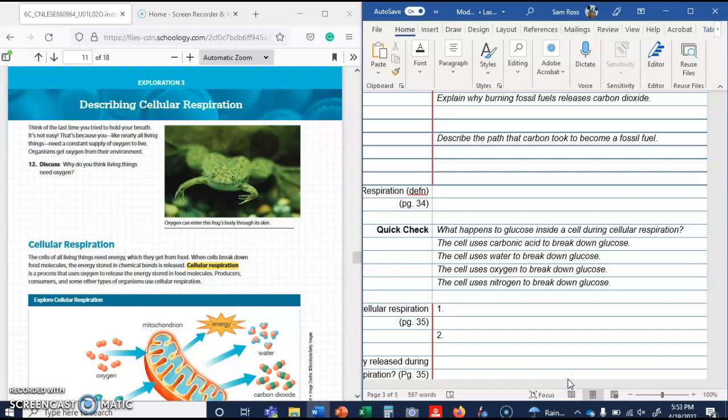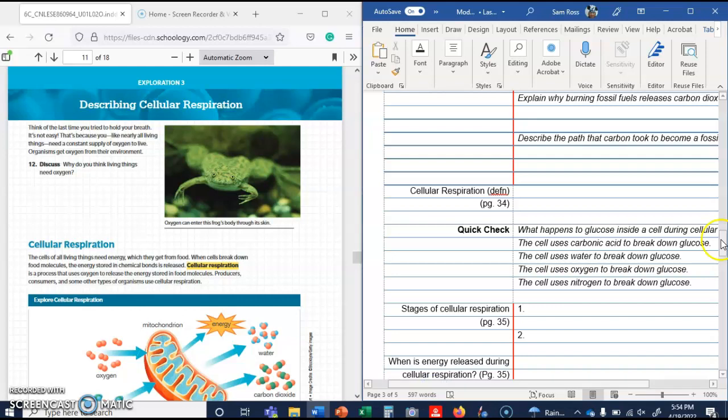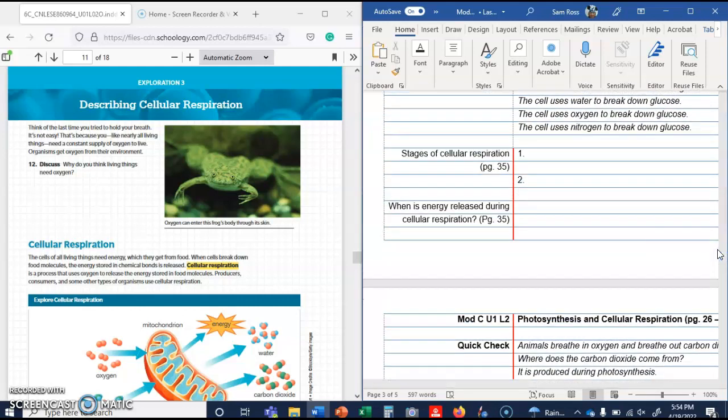What happens to glucose inside a cell during cellular respiration? Okay, the answer is the cell uses water to break down glucose, which is the second one right here. Okay, and then we have stages of cellular respiration. So we have 2 stages of cellular respiration here, and this is on page 35.